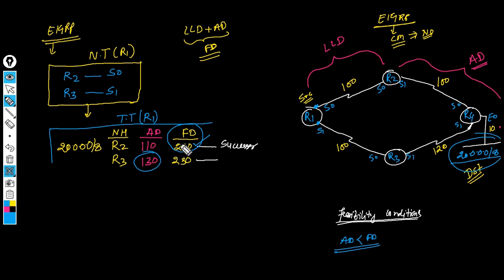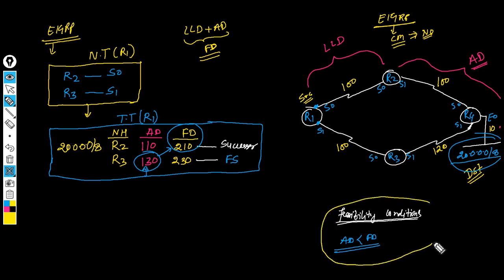So in this case, the feasibility condition is very simple right now, as the advertised distance of this second best path is 130 and the FD of my successor is 210. So is it less or not? Of course it is less, so the FD is higher. If it is less, then it will be considered as my feasible successor. Feasible successor in the sense, this is my second best path available in the topology table. Simple. Make sure if they match this feasibility condition, then only it will become the feasible successor.